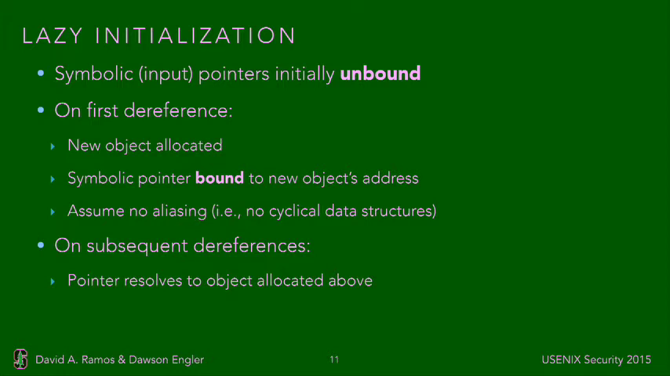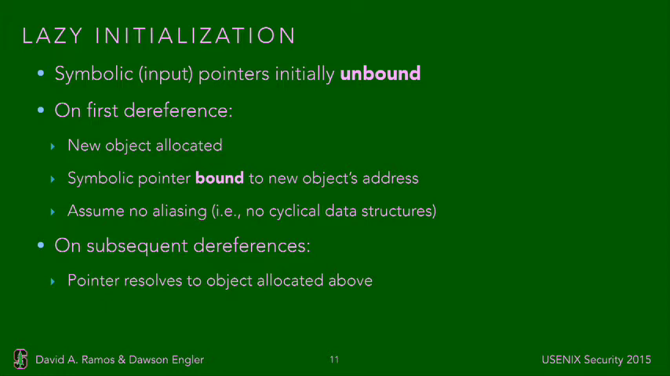So lazy initialization works by initially marking all inputs as potentially being pointers. Since in C and C++ you can cast any value to a pointer, we don't know a priori whether a particular input will later be used as a pointer. So we assume that anything may be a pointer, and we initialize it to this unbound state. Then the first time we dereference one of these unbound pointers, we allocate a new object to satisfy this dereference. We then bind the pointer to this new object by adding a path constraint that this pointer is equal to the address of the new object. And then on subsequent dereferences, this pointer will just map back to that object that we allocated the first time.